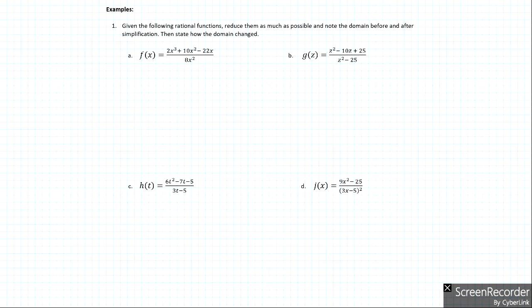And before we even start, we can start talking about the domain restriction for a rational function. In general, just like anytime we have a fraction, we want to make sure the denominator is not equal to 0. So if we look at the question in part A, we can see that we have a denominator of 8x squared.